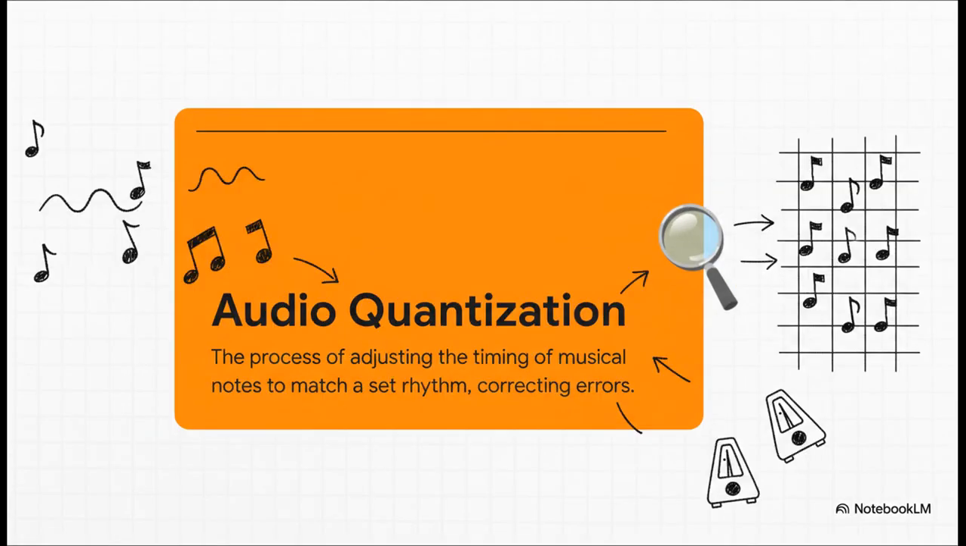And hey, what if your timing is a little off when you play something? No big deal. There's a tool called quantization. It's basically a snap-to-grid feature for your music. It automatically nudges any sloppy notes right into the perfect spot, making your rhythm sound super tight and professional.